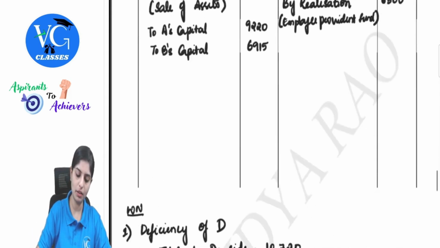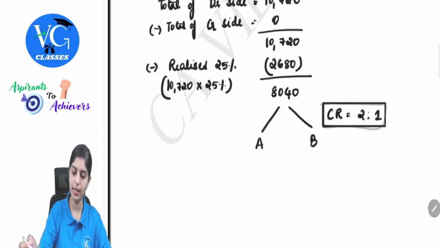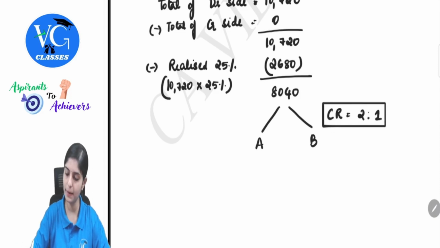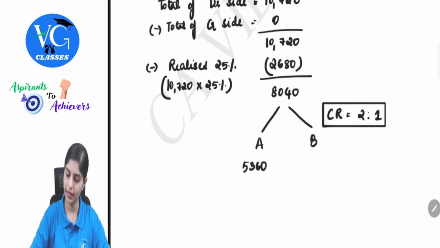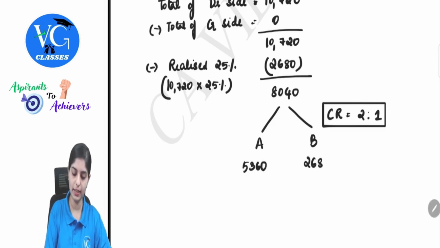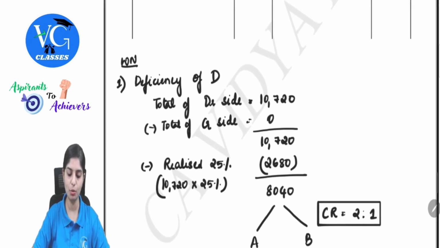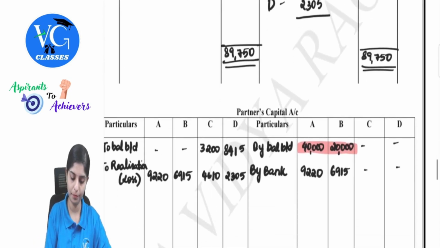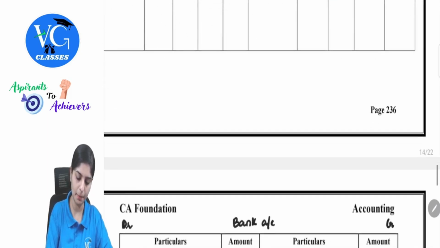So this capital ratio between A and B is 2:1. So 8040 into 2 by 3, 5360. 8040 into 1 by 3, 2680. So two treatments. First, for the amount realized from D's estate, 2680, by bank, 2680, to D's capital.